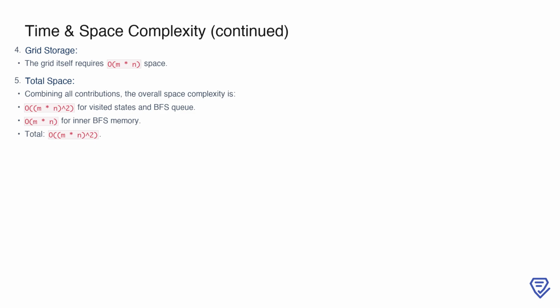This means that while the algorithm is efficient in terms of avoiding exponential state explosion, it still requires a significant amount of memory for large grids. Understanding these space requirements helps us appreciate the trade-offs made by the solution design. The algorithm balances time and space efficiency while ensuring correctness within the problem constraints.